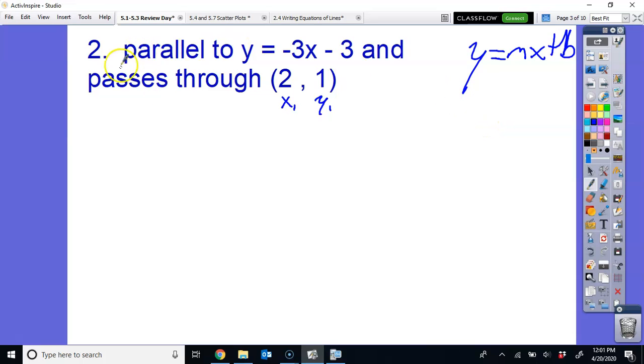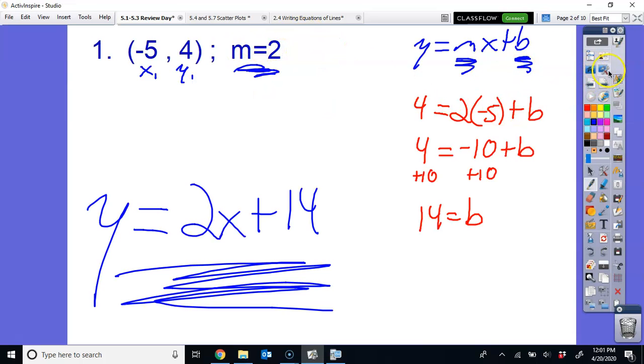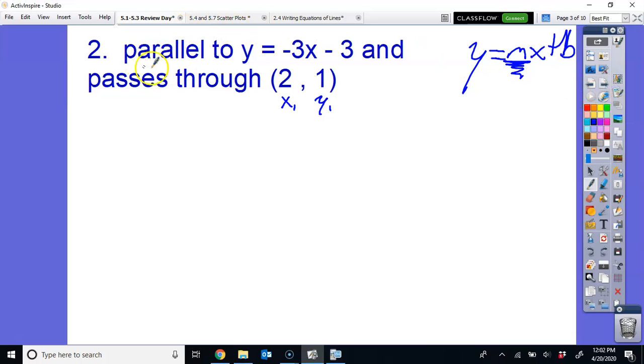We also don't see anywhere in this problem where it says m equals. Like we did in the last problem, it was very clear, m equals 2. But if you look at this word right here, this is the key, and this is why we're doing this little review specifically to talk about parallel and perpendicular.